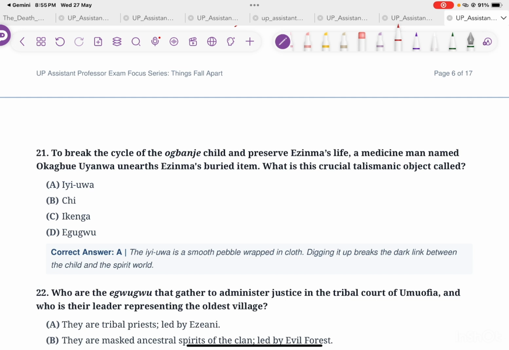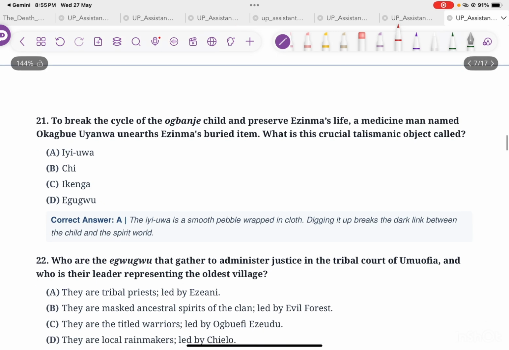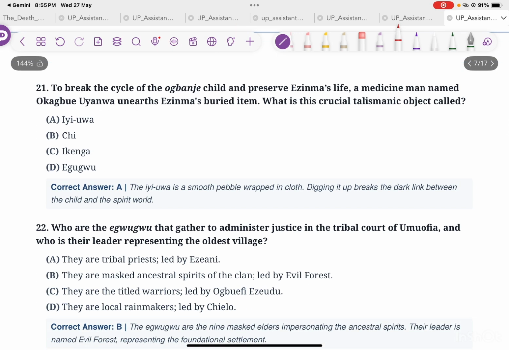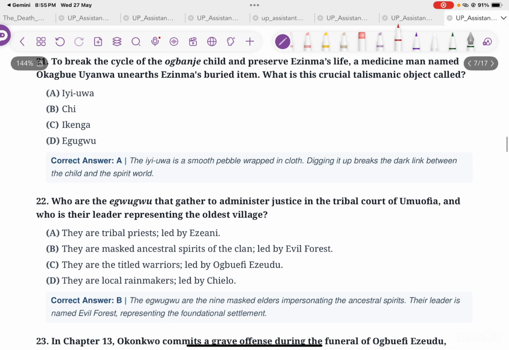To break the cycle of the Ogbanje child and prisoner Ezinma's life, a medicine man named Okagbue Uyanwa unearths Ezinma's buried item. What is the crucial talisman object called? It's the iyi-uwa. It's a smooth pebble wrapped in a cloth. Digging it up breaks the dark link between the child and the spirit world.